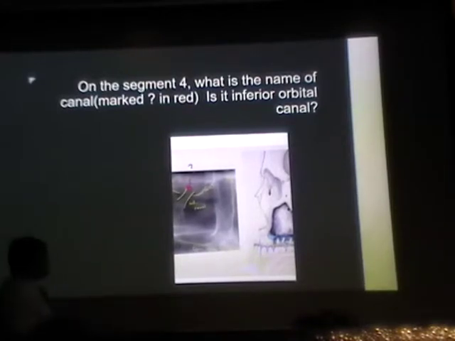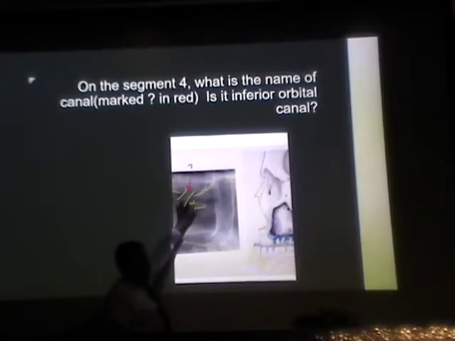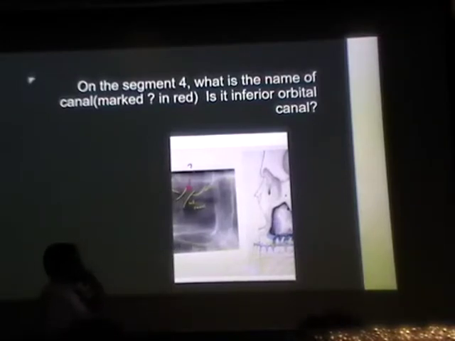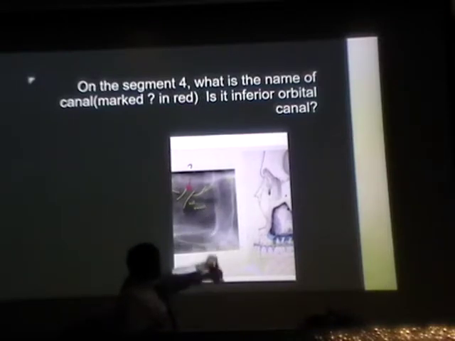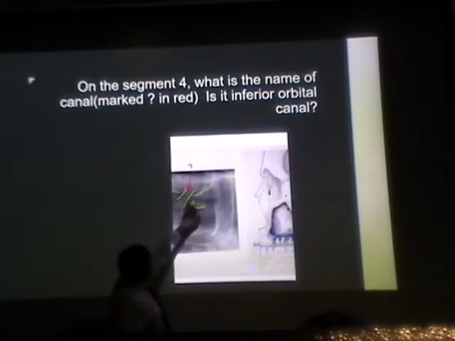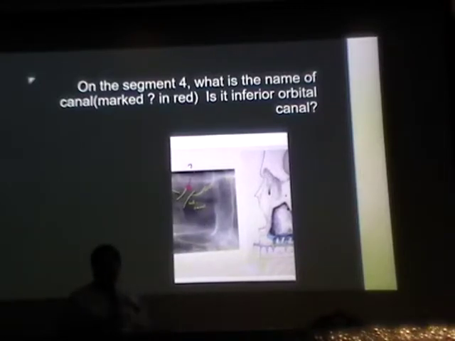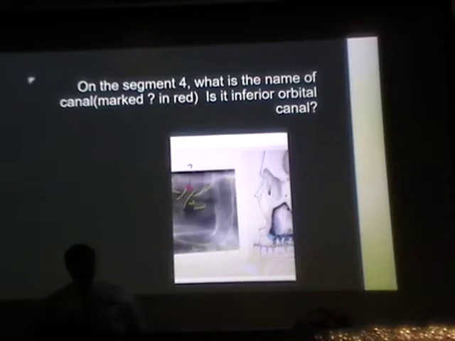Okay, on segment 4, what is this? So here, somebody wrote very nicely, this is the orbit. And they wrote inferior canal, that is, what canal is this one? Yes. Intra-orbital canal. Infra, right? Infra. So, infra-orbital canal.